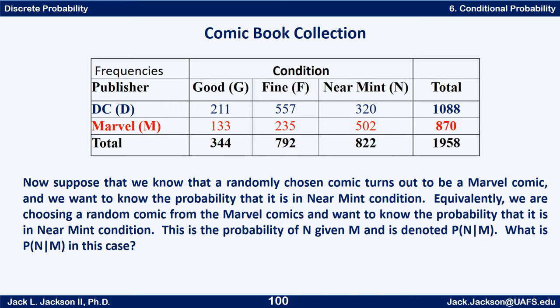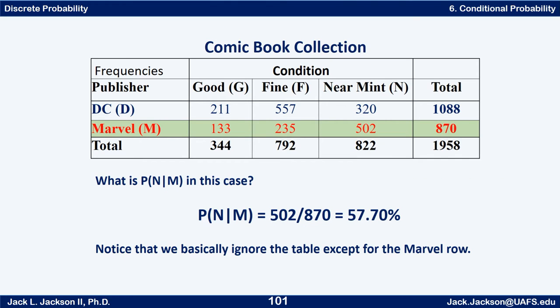Okay, you got it worked out? We basically know that it's chosen from the 870. So this time the denominator is not the 1,958. We've narrowed it down to the 870. What we've done is keep the Marvel row and throw away the rest of the table. The total is 870, so that's the denominator. Of those, the ones in near mint are the 502. Remember, the 502 is not the total near mints, but the near mints that are also Marvel.